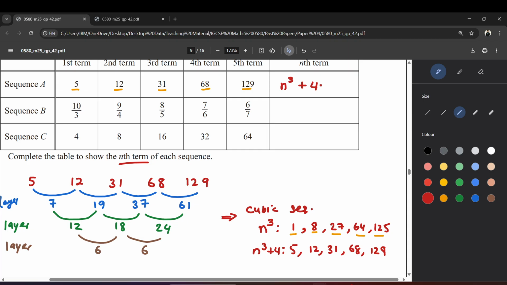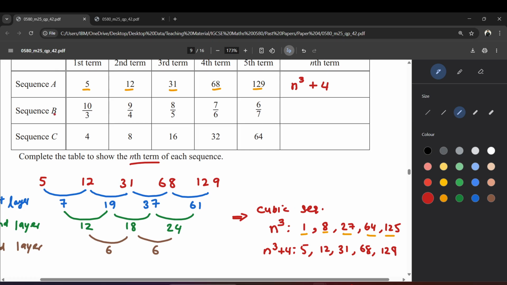All right, so that was the first one. That was sequence A. Okay, sequence B is you have 10, 9, 8, 7, 6 in the numerator. Now when you have fractions, deal with the numerators separately and deal with the denominators separately. And in the denominator we have 3, 4, 5, 6, 7. So here you can see that it is increasing.